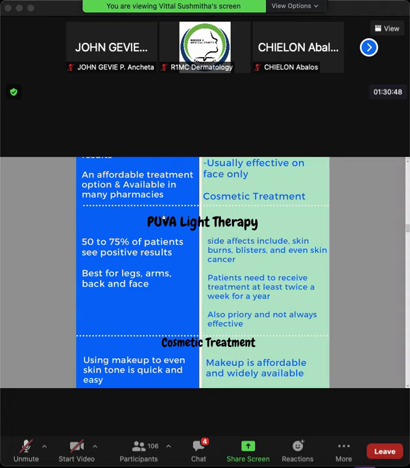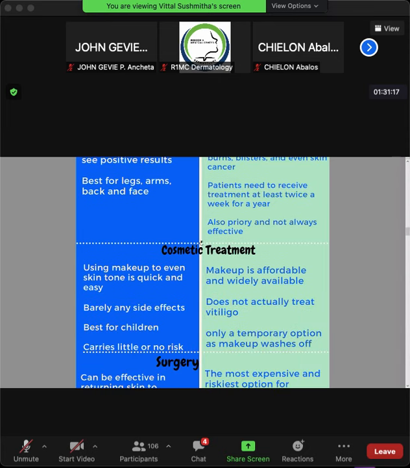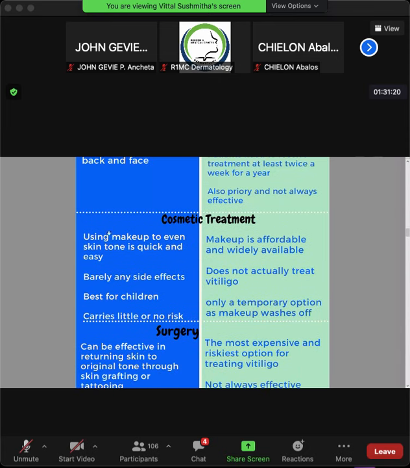The second one is light therapy. Its argument for is that 50 to 75% of patients see positive results, and this is best for legs, arms, back, and face. The bad ones: its side effects include skin burns and blisters and even skin cancer. Patients need to receive treatment at least twice a week for a year, and it is not always effective. The cosmetic treatment is using makeup to even skin tone, which is quick and easy.